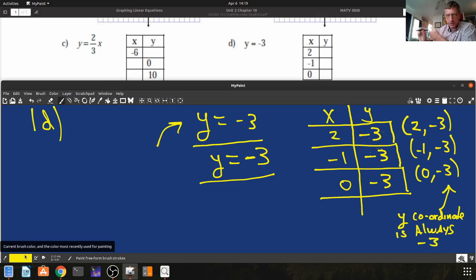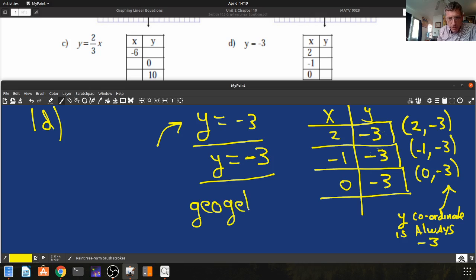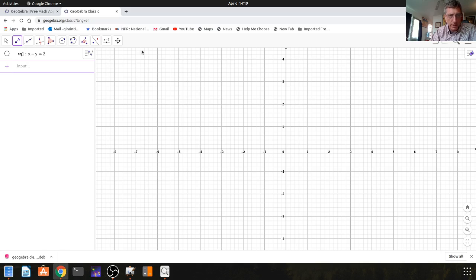So for those of you who are wondering about this, this is GeoGebra, GeoGebra.org. And that's what I'm going to use in the next page. GeoGebra.org. And it will give you something very similar to this.